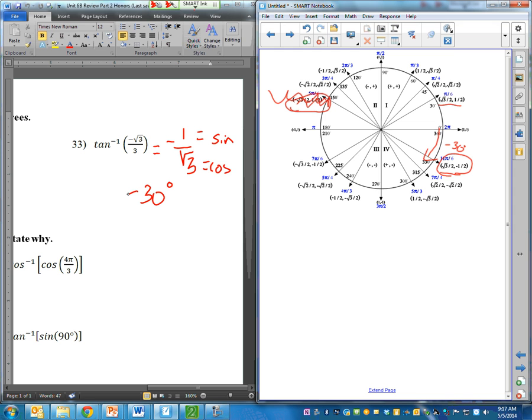Okay, so remember the square root of 3 over 3 we want to rewrite as 1 over the square root of 3. The negative sign can go on top or it can go on bottom. It just depends on what problem we're looking for.